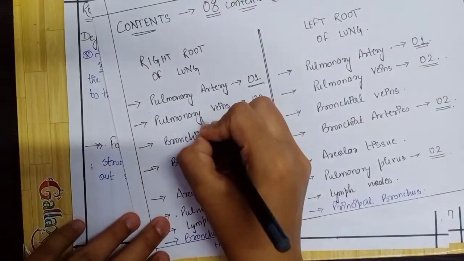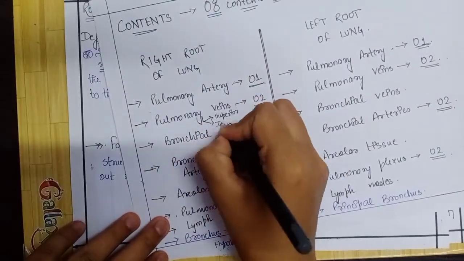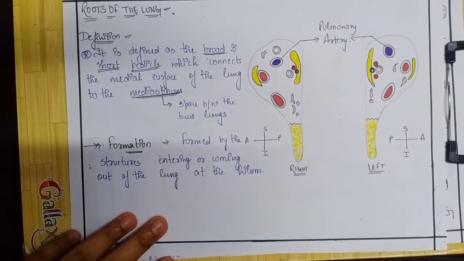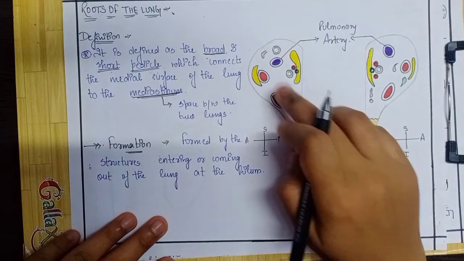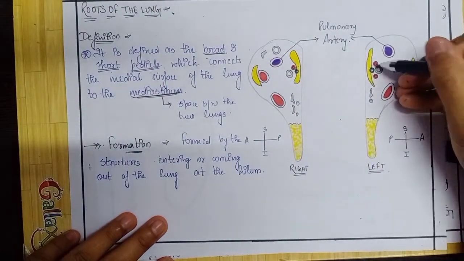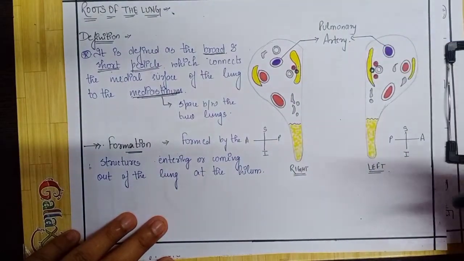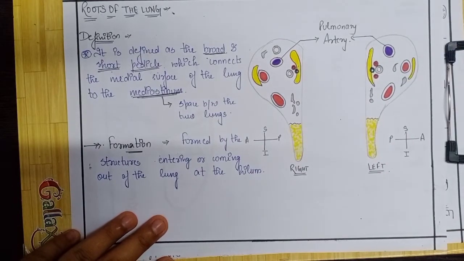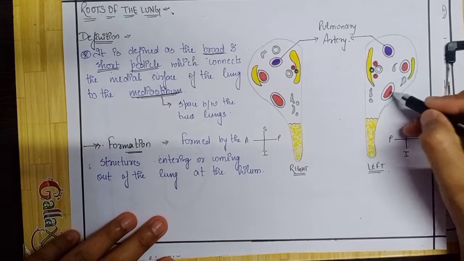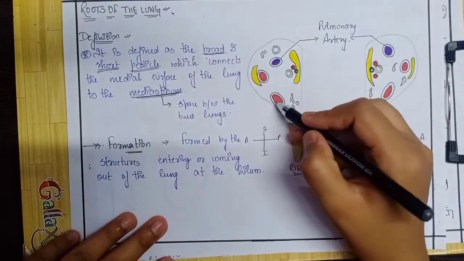Now we will mark it over here. Obviously we see two red color structures. Please ignore these small ones; these are bronchial arteries. You don't have to focus on that now. You have to focus on these bigger vessels. These are the pulmonary veins.